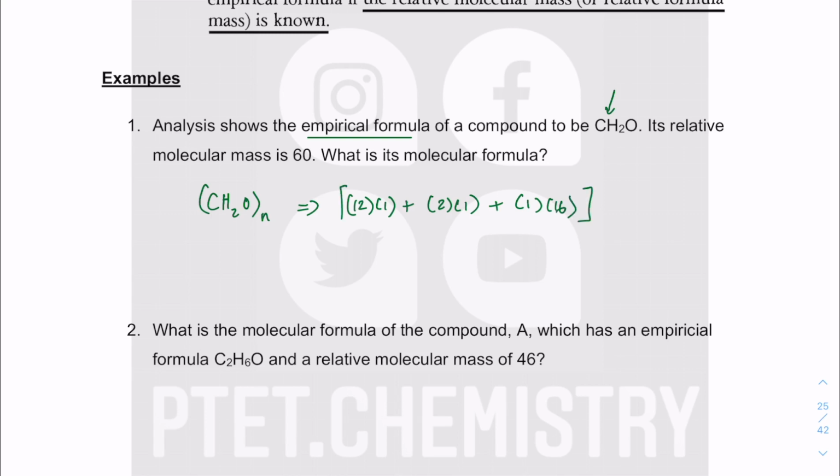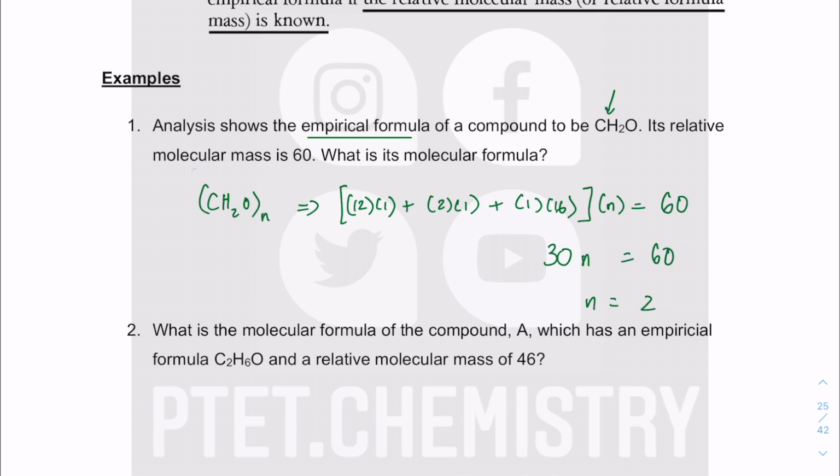So all of that I'm going to multiply by N, because I don't know how many multiples I need of this whole unit. The mass of the individual empirical formula unit multiplied by how many units I need is equal to the mass of the whole molecule, found by summing up the individual relative atomic masses. So just like that, I have an equation. 12 times 1 plus 2 times 1 plus 16 times 1, I get 30. 30N equals 60, so N is equal to 2.